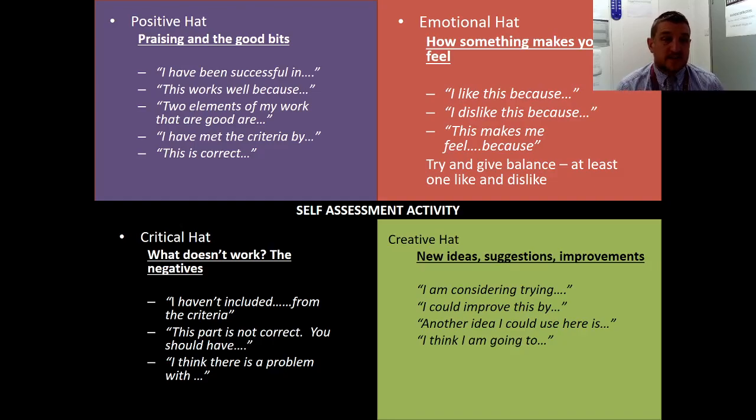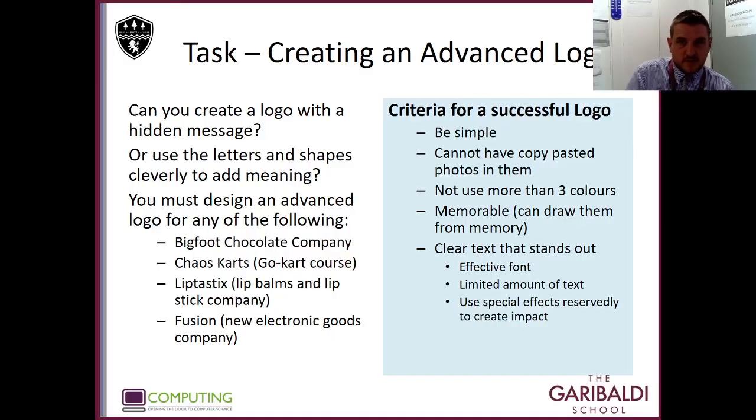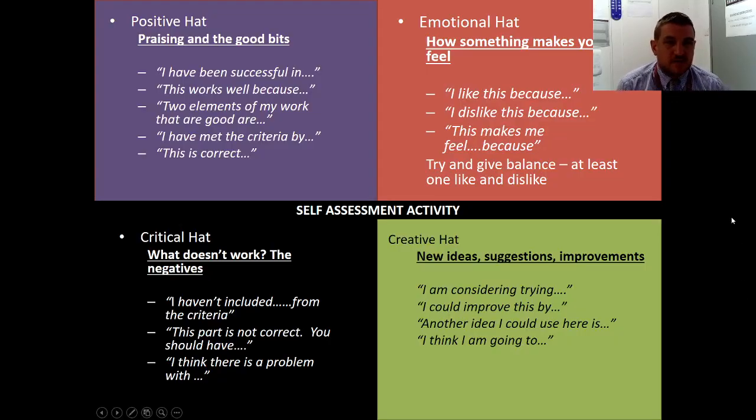You're then going to do the negatives. We're going to do these in black. That's where we're looking at what doesn't work. So you could say, I haven't included, and if you go back to the brief, which is the brief we're looking at here, I haven't included something from the criteria. This part is not correct. I've said "you", but I should say "I should have". So what should you have included? I think there is a problem with. You're going to do that sentence in black.